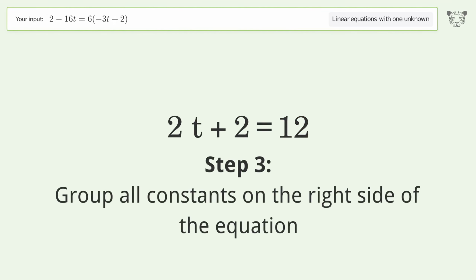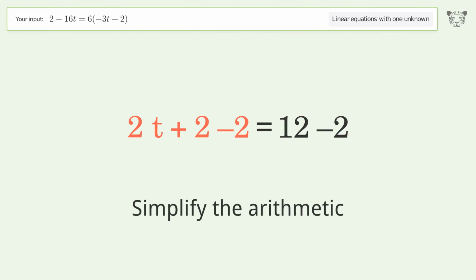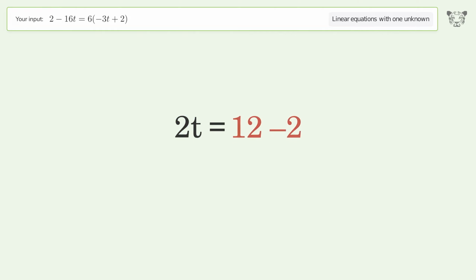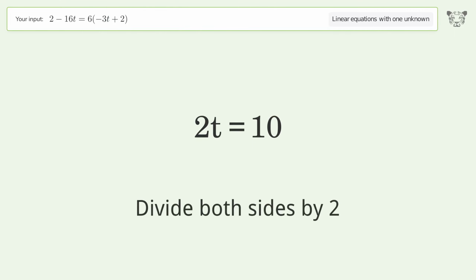Group all constants on the right side of the equation. Subtract 2 from both sides. Simplify the arithmetic. Isolate the t. Divide both sides by 2.